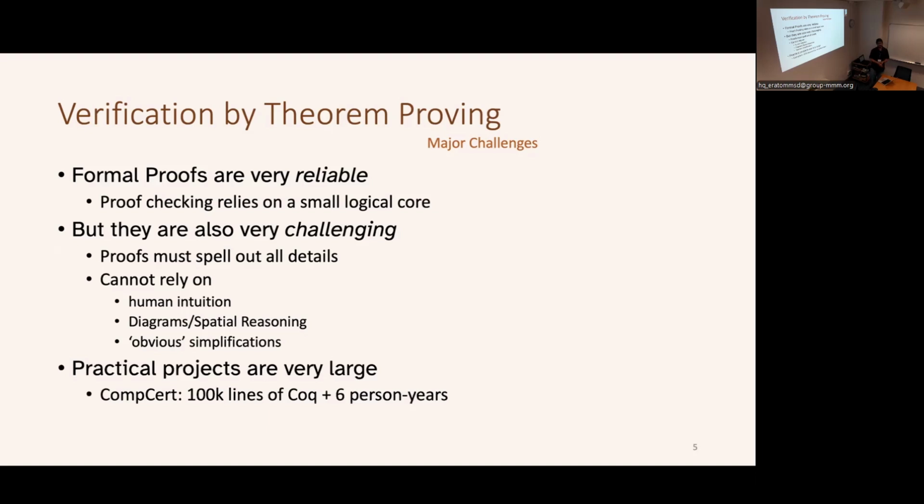And this means that practical projects can be very large. One very well-known project that was carried out in this domain is the CompCert compiler. This is an optimizing C compiler, about which various correctness theorems are proven. And it turns out that this project took 100,000 lines of code and 6 person years.